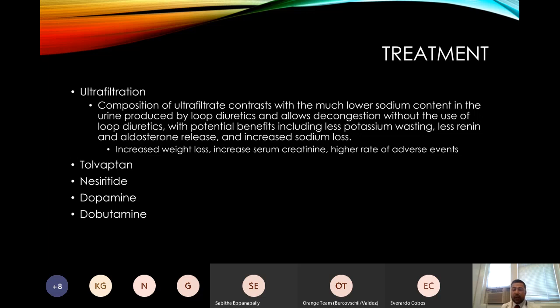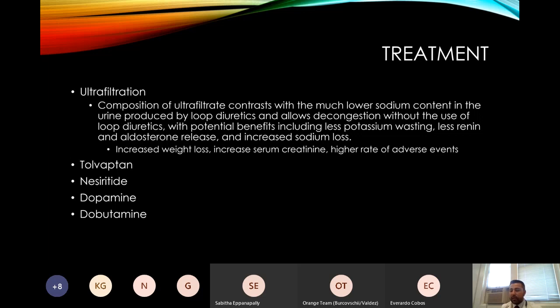Potential benefits include less potassium wasting, less renin and aldosterone release, and increased sodium loss. However, it has been seen from these studies that there is increased weight loss, but also increases in serum creatinine and a higher rate of adverse events from this method. The other ones I'm going to mention here are not as well studied. Tolvaptan and nirmatrelvir are FDA approved in special circumstances, and dopamine and dobutamine we'll review as well.